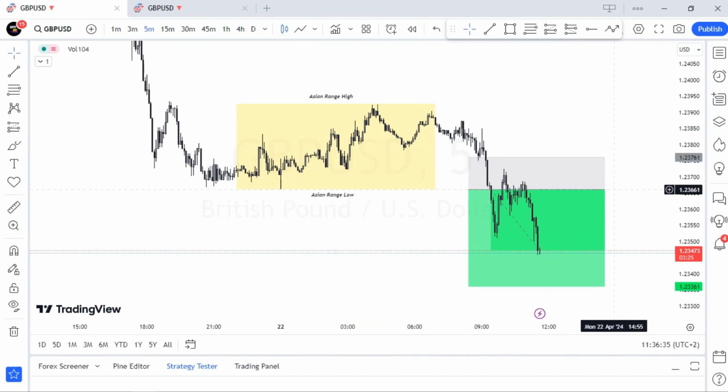I'm back again. You can see that we have moved close to approximately 200 pips. But we have to hit TP first before we exit the trade.